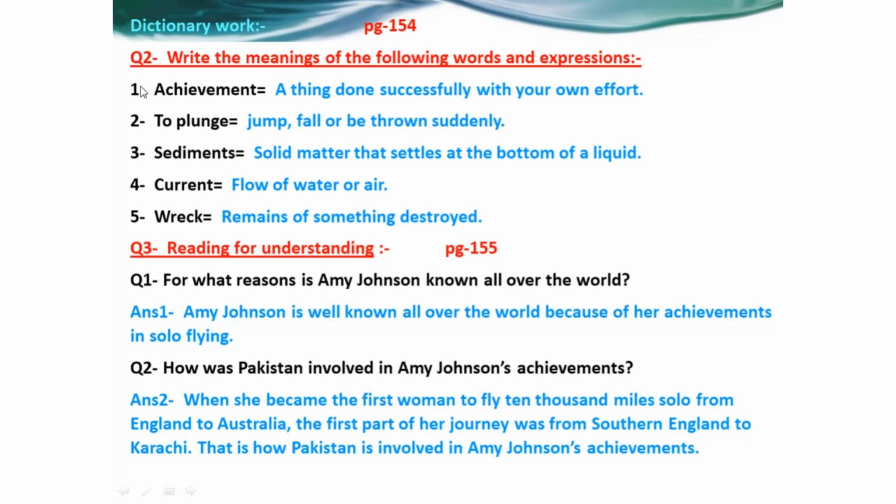Number 1 is achievement. Write that with a black pen, and for the meaning we are going to use a blue pen. In blue pen you will write: a thing done successfully with your own effort. We call it achievement. When you achieve something, you succeed in gaining something, earning it with a lot of hard work. We call it achievement.